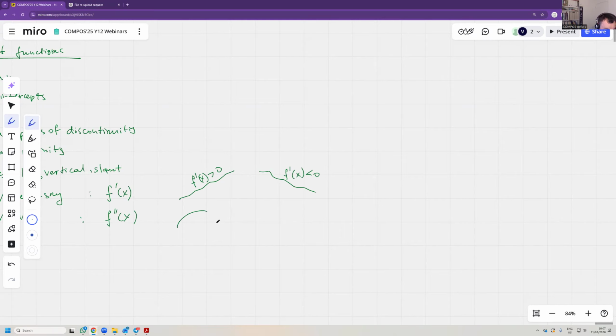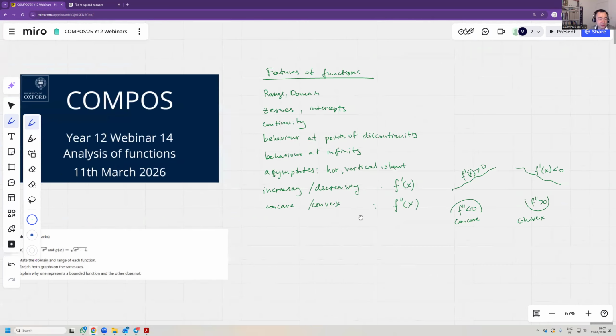Concavity. So this is concave. That's when the second derivative is negative. Concave. And convex. Convex is when the second derivative is positive. Right? What else?